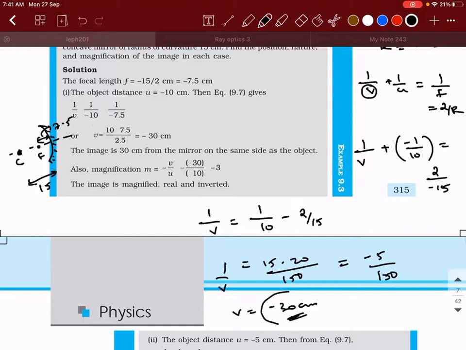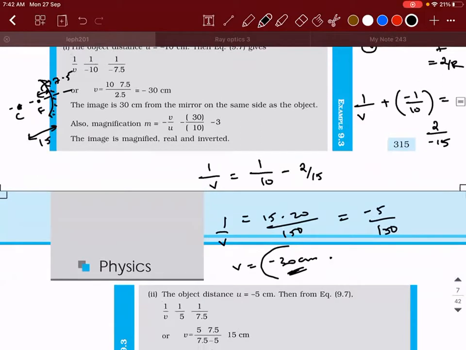10 is between C and F. So when it is between C and F, where will the image be formed? At C, sir. Between C and F, where will they be? According to the ray diagram's concept, it should be formed beyond C. Beyond C means your answer should be a value greater than 15 centimeter. Are you getting it? And it should be a real image. That is why you are getting a minus sign.